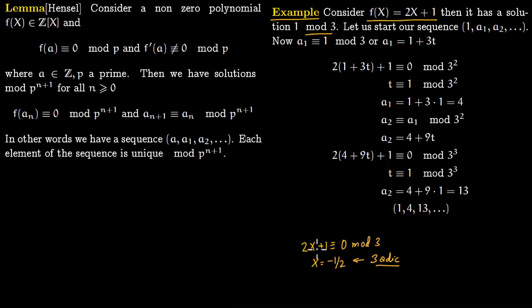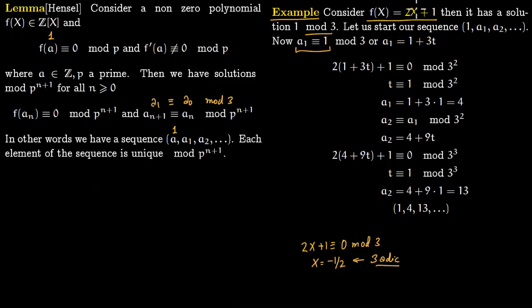Because this equation means this thing. So again you plug in 1 here, you know immediately that 1 is the solution. So a is 1. So now we start our sequence. This a is 1, this is a0. So again here you will get a1 is equal to a0 modulo 3 because you're taking n as 0. So this is 1 modulo 3, or a1 is 1 plus 3t.